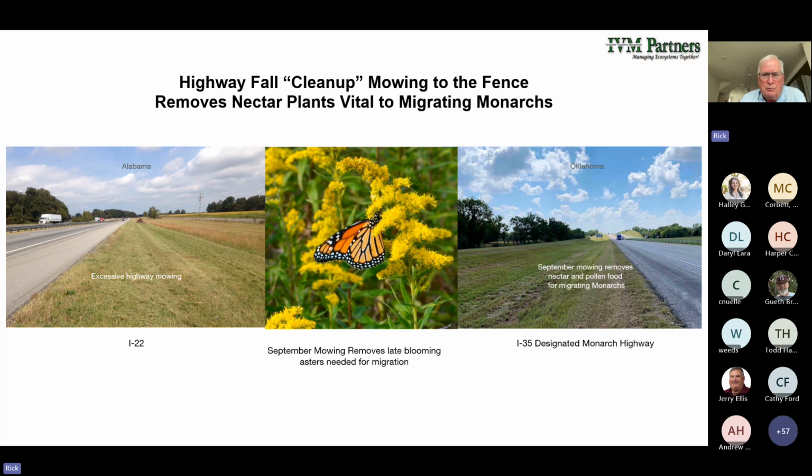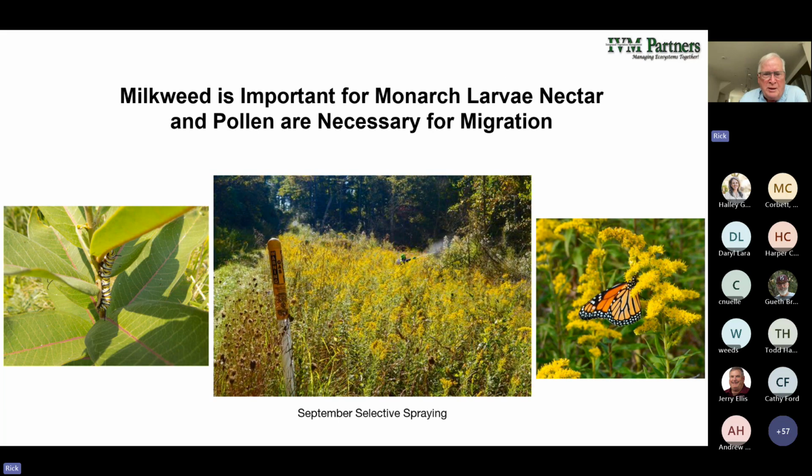And in Oklahoma, when we were doing our studies on that pipeline, first week of September, we were there, and they were mowing everything back to the edge. And I'm like, what are the monarchs supposed to eat to try to fly back to Mexico? They need asters in the fall or blooming plants such as goldenrod. So yeah, the milkweed is important for the larval monarchs, but nectar and pollen is what they need to make the trip back home.